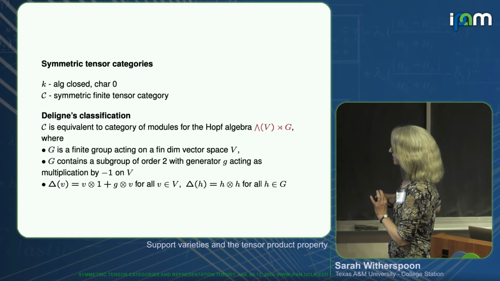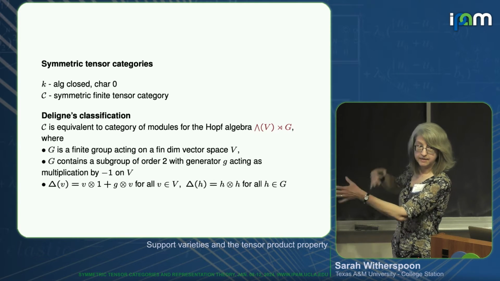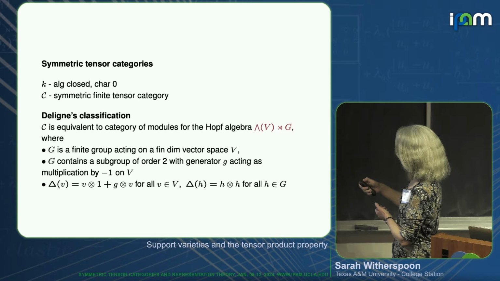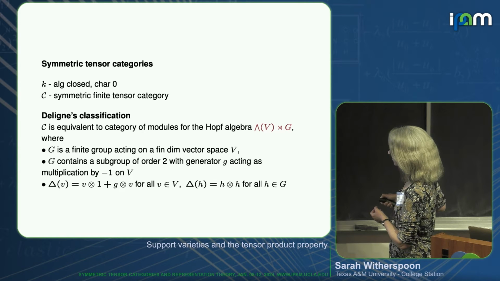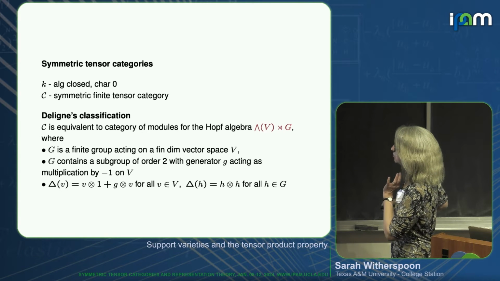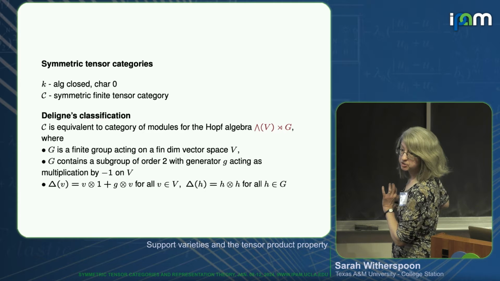This is equivalent to the category of modules for a Hopf algebra of this form. It's an exterior algebra, semi-direct product with a group, so the group is acting, and that's giving the product structure. The group is a finite group acting on a finite dimensional vector space V, and that gives an action on the exterior algebra. G will contain a subgroup of order 2, and the generator of that subgroup will act as multiplication by -1 on the vector space V. I forgot to say it should be a central subgroup.